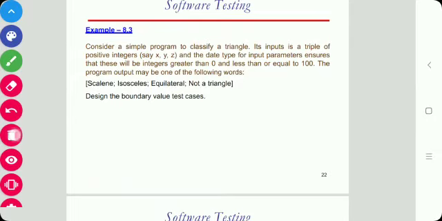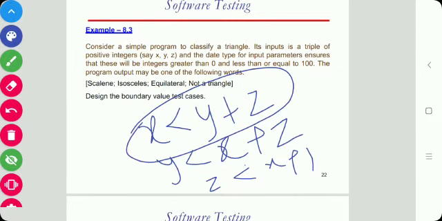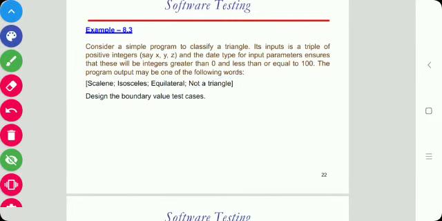There is one example, to classify a triangle which has three sides x, y and z. Using those sides we have to give the output whether the triangle is scalene, isosceles, equilateral, or not a triangle. Not a triangle means the condition is violated: x is less than y plus z, y is less than x plus z, and z is less than x plus y. We have to satisfy this condition also. If this condition is not satisfied, then it is not a triangle.